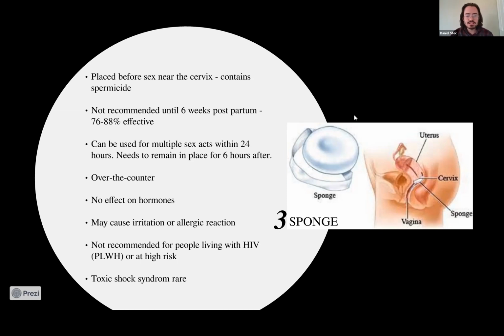It also has no effect on hormones, but because of the spermicide it may cause irritation or allergic reaction. So again, caution should be used. And because of that, it's also not recommended for people living with HIV or at high risk. And as well, toxic shock syndrome has been reported in a few cases while people are menstruating. And so it is not recommended to be used on someone's period. However, that is rare, and of course it just should not be left in for long periods of time.